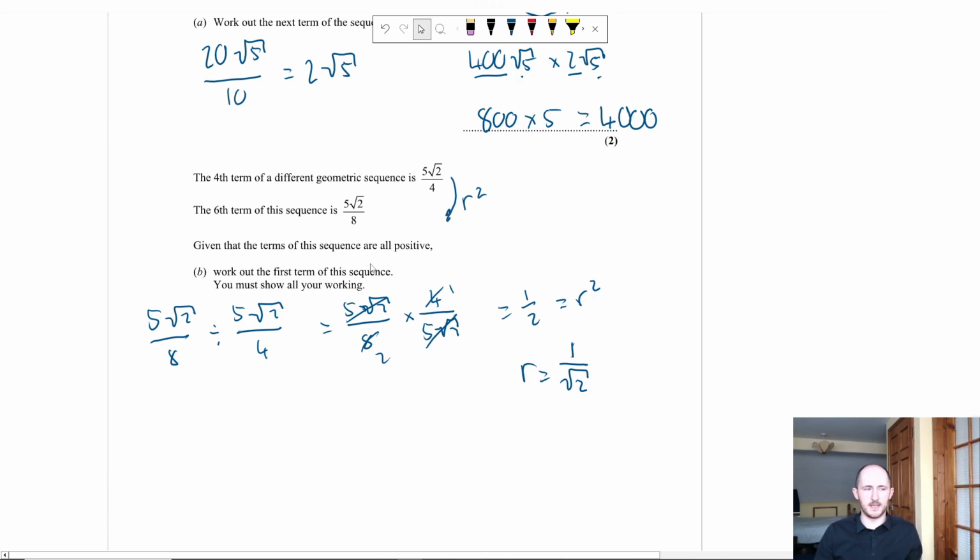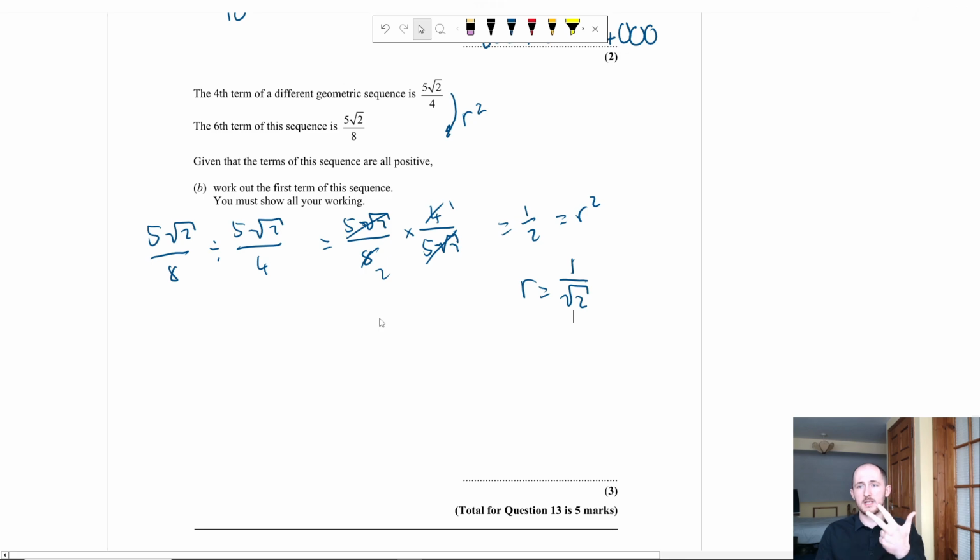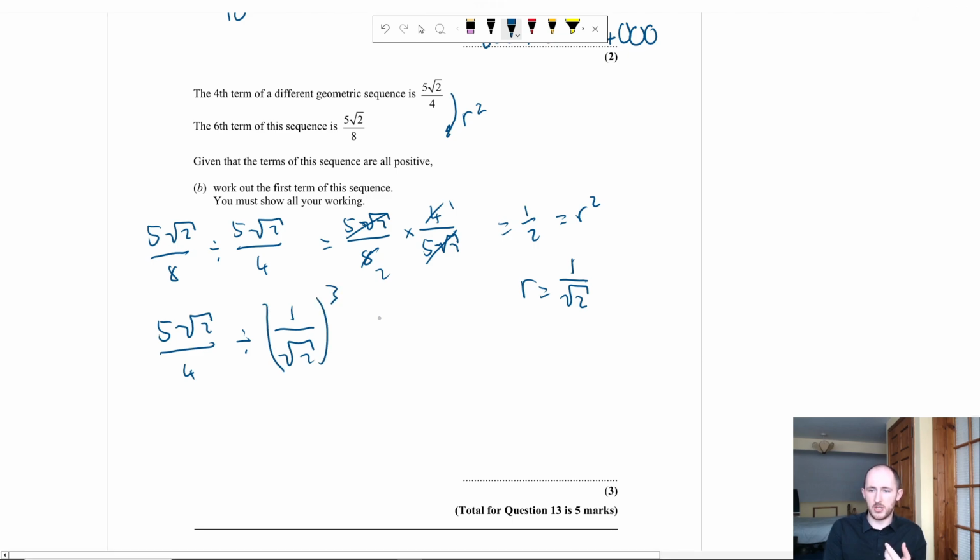So the first term in the sequence is, we would have to divide it by r to get the third term, divided by r again to get the second term, divided by r again to get the first term. So we're dividing by r 3 times. So we're going to divide by r cubed. Okay? So it's 5 root 2 over 4 divided by 1 over root 2 3 times. So it's cubed. So now we've got this over here.